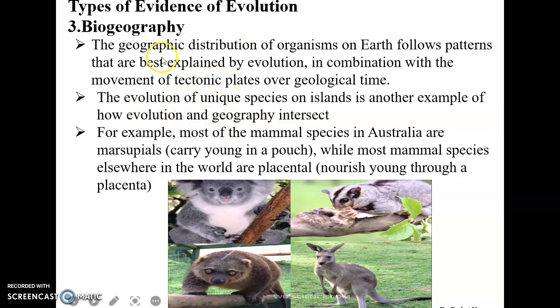The evolution of unique species on islands is another example of how evolution and geography intersect. For example, most of the mammal species in Australia are marsupials, as they carry their young ones in pouches, while most mammal species elsewhere in the world are placental, which nourish their young ones through the placenta. This is also because of their geographical distribution.